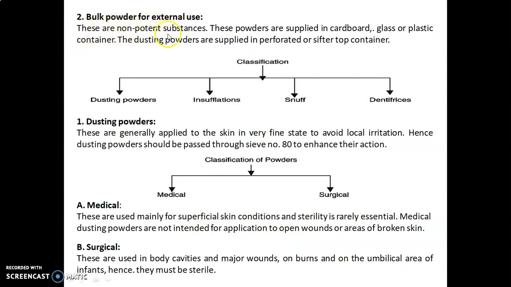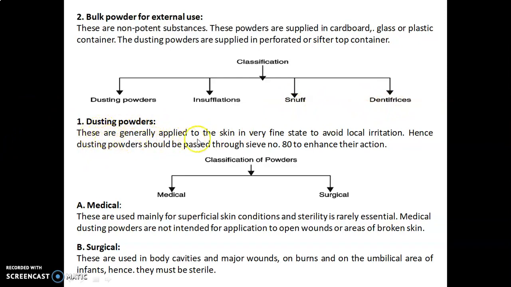These are non-potent substances. These powders are supplied in a cardboard, glass or plastic container. The dusting powders are supplied in a perforated or sifter top container. The classification of this bulk powder for external use is first of all dusting powder, then insufflations, snuffs and dentifrices. We will discuss dusting powder.